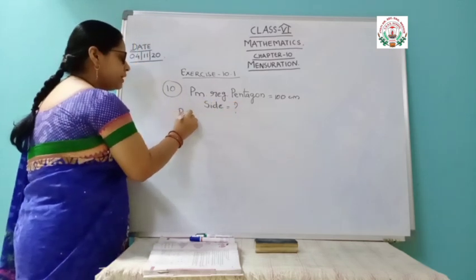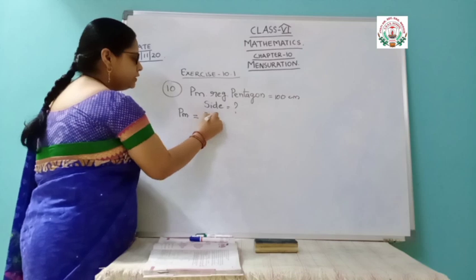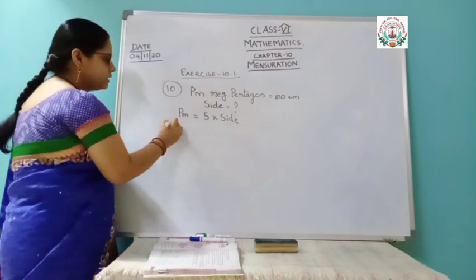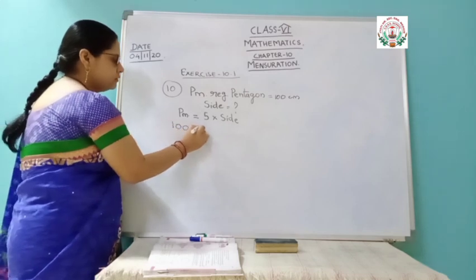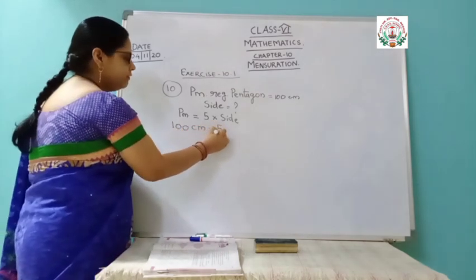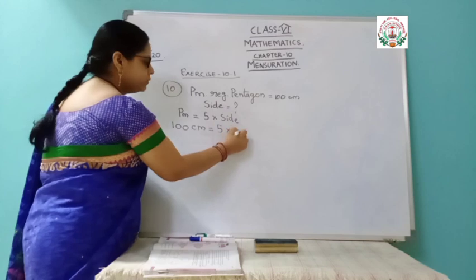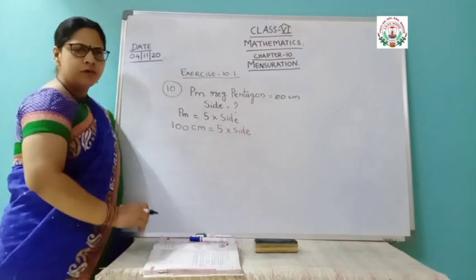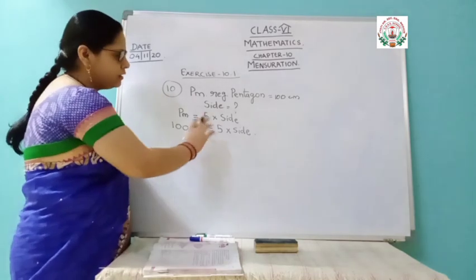So, perimeter of regular pentagon you will write down. It is 5 into side. Perimeter is given as 100 centimeter. 5 into side, you are asked to find that, you do not know. So, here side only we will keep. Now, it is just like the previous question. 4 into side, here it is 5 into side.